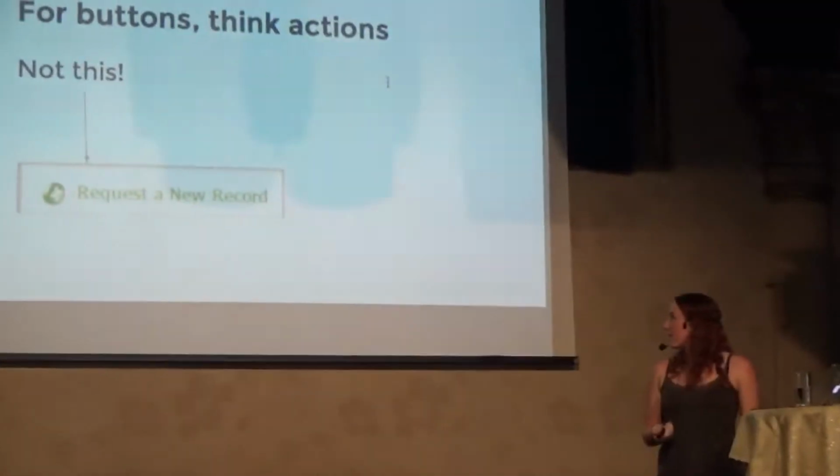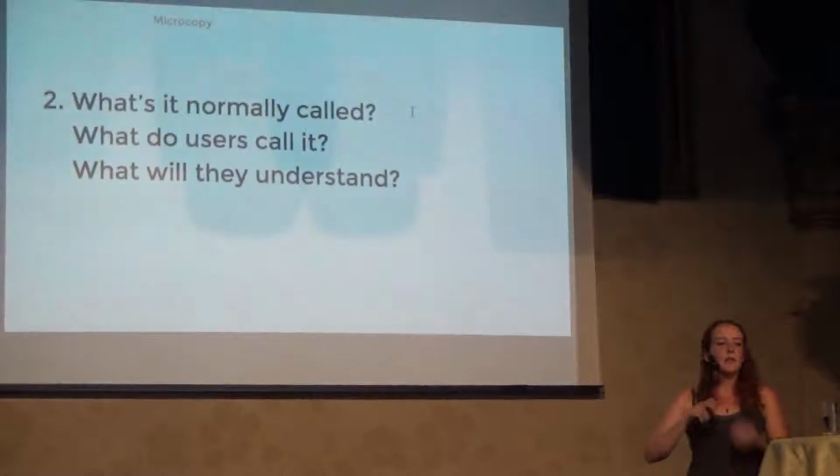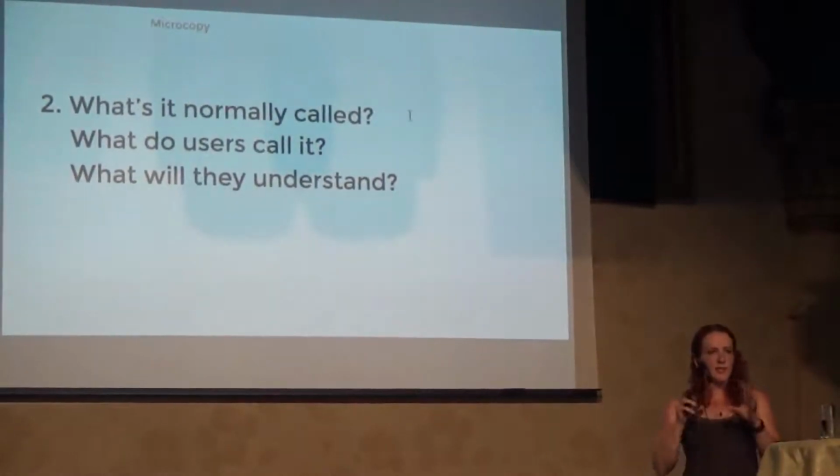So think about your user tasks, think about what actions they're doing. If you're writing button text, then actions are particularly good. So instead of like this, instead of thinking about what the button is doing internally, think what task your user is trying to achieve by clicking on it. So that first strategy gives us kind of the angle that we want to approach microcopy from.